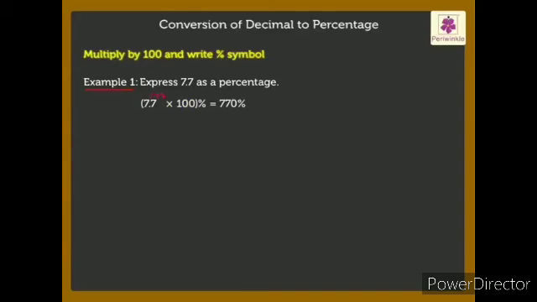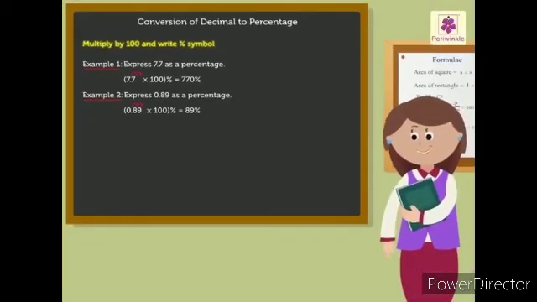Now, let's solve one more example. Express 0.89 as a percentage. Here, multiply 0.89 by 100 and write the percentage symbol, which is equal to 89%. Kids, solve a few examples on your own in order to understand this chapter thoroughly.